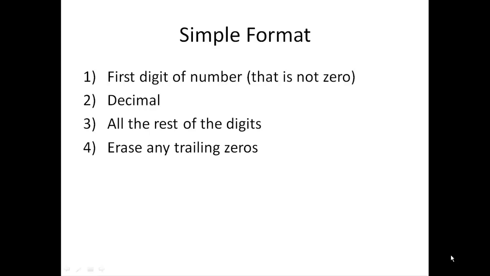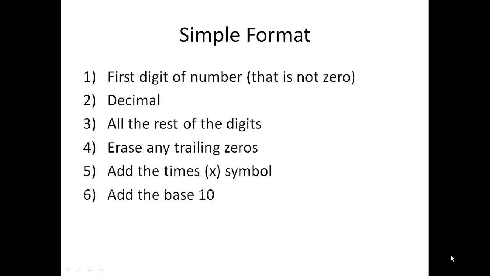If you have any trailing zeros, you always erase those also. So if you had 1000, you put 1.0, but you wouldn't put any of the other zeros. You'd erase them all. And then you add the times symbol, add the base 10, and finally add the correct exponent.